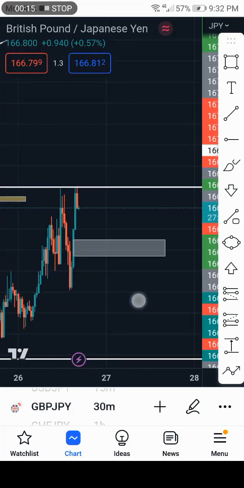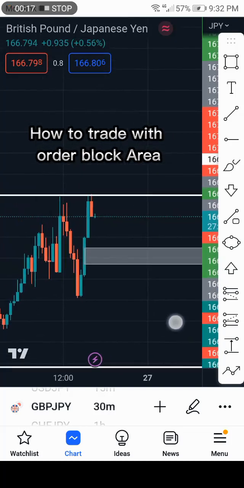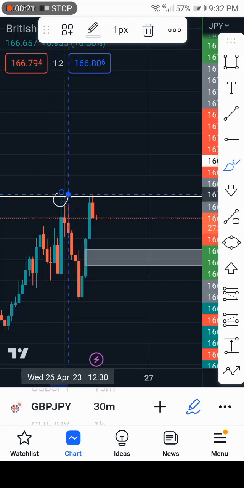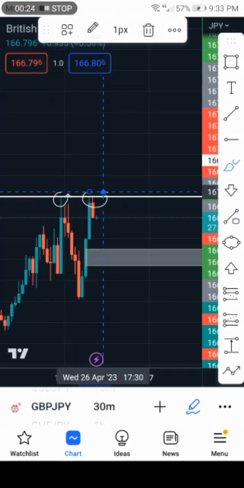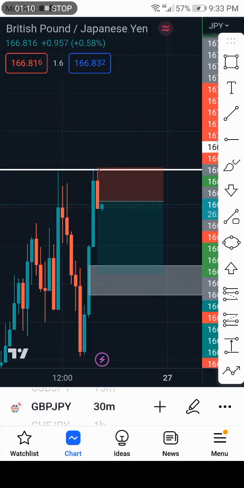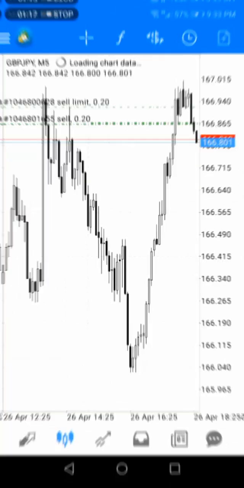In this video, I will show you how to trade with double top and order block area. As you can see, this is the resistance area and the market rejected here one time. That means it is a fresh zone and the market will reject again from this zone. So I will open a sell trade for short, like 30 to 40 pips.